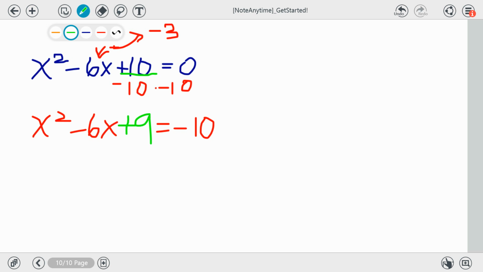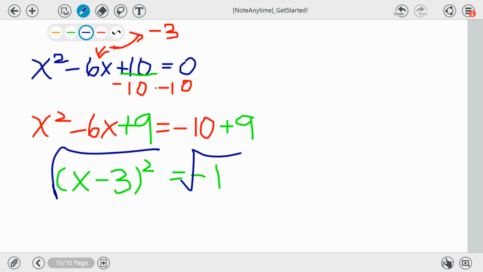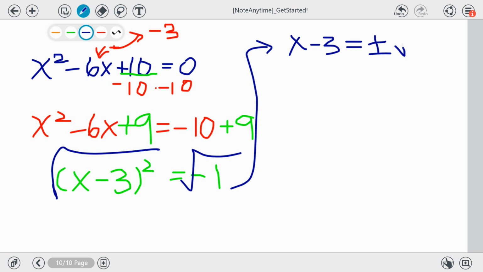Now, this is kind of illegal in math terms, because I just added 9 on the left hand side. That means I have to do the same thing to the right hand side, just like this. And I'm going to end up getting x minus 3 squared is equal to negative 1. Now everything else is the same. I'm just going to square root both sides. Once again, I'm going to move it up here. I get x minus 3 is equal to plus or minus square root of negative 1.